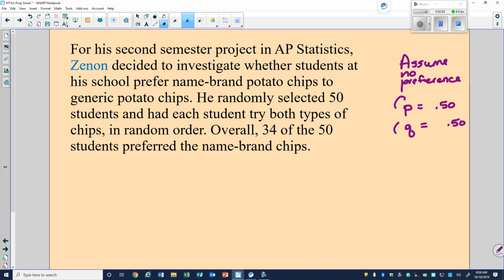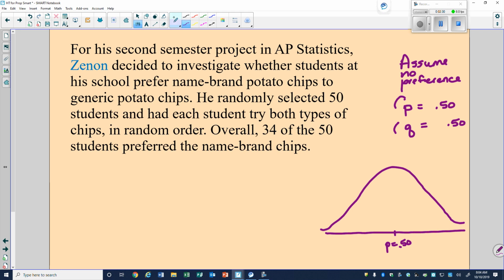Now, if we assume there is no preference, and I looked at a normal curve for that particular situation, then this normal curve would have a p that was equal to 0.5 in the center. That is the true proportion of all students who like name brand chips. Okay. And if I'm assuming this to be true, and I do my study, and I get a percentage of my own, we try to see where that fits on this normal curve.